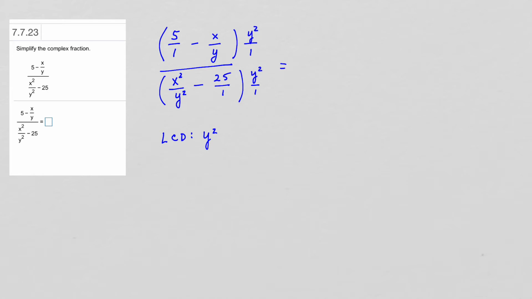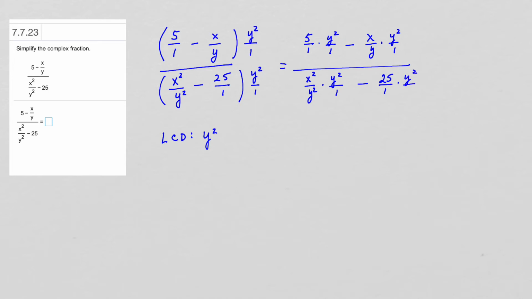And then I go ahead and distribute, and I have 5 over 1 times y squared over 1 minus x over y times y squared over 1 over x squared over y squared times y squared over 1, and finally minus 25 over 1 times y squared over 1.